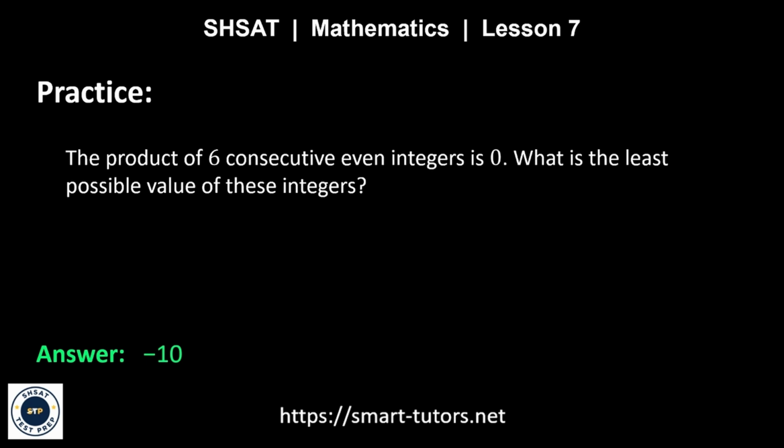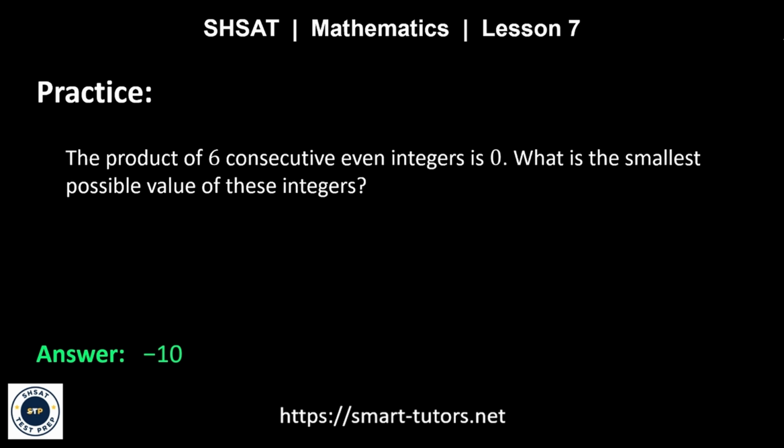Take a moment and pause this video to see if you can get this answer for that question. So it asks, the product of 6 consecutive even integers is 0. So what is the least possible value of these integers? So we know the only way we can get a product of 0 is if 0 is in the integers.